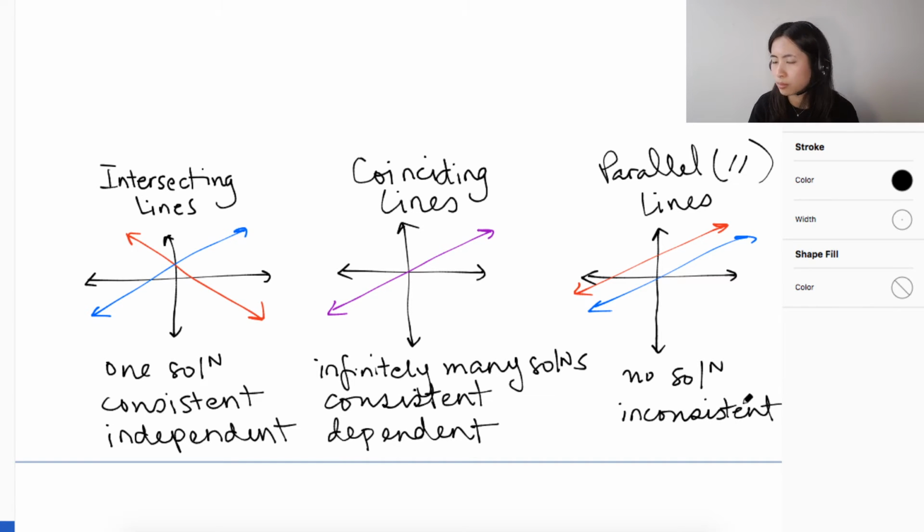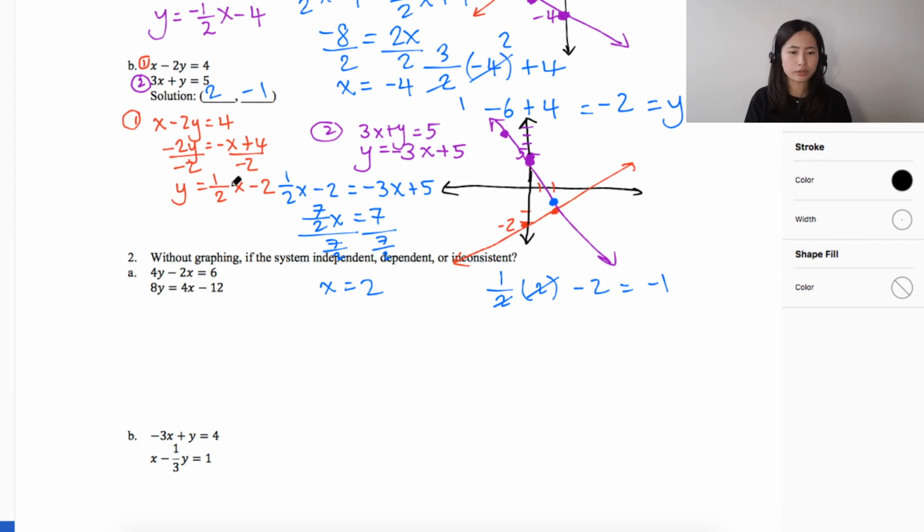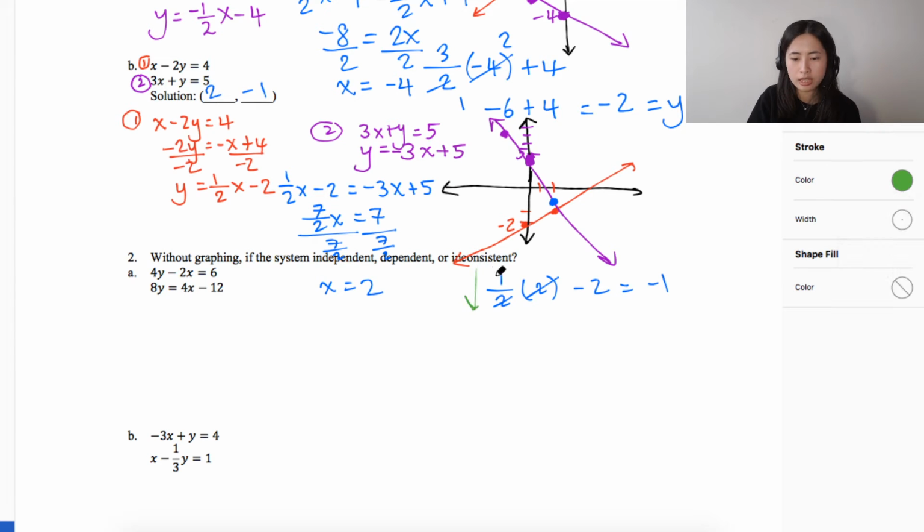Okay, so I guess we can move on to this question. Without graphing, determine if the system is independent, dependent, or inconsistent. So just remember that if it's inconsistent, it's parallel lines. If it's dependent, it's going to be coinciding. I should write that down. Okay, let this be in green. Inconsistent means parallel lines. Dependent means it's coinciding. And for independent, it's intersecting.